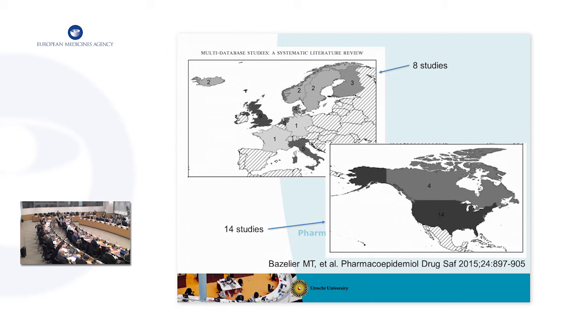So this slide shows you a review of multi-database studies that have been conducted in the EU. This was published in 2015, so some more studies have been conducted after that. So separately for the US and Canada. And for Europe, you see that some 8 studies have been done using data from different countries. But you also see that some countries were at that moment in time not involved at all, and some countries were very much represented, such as Italy and the UK. Next slide, please.